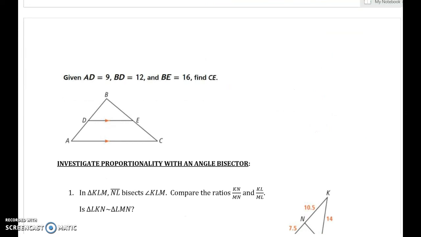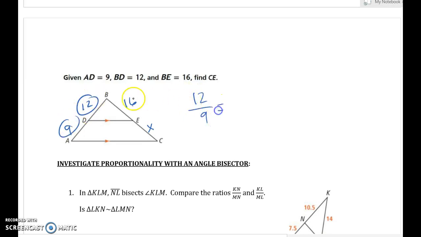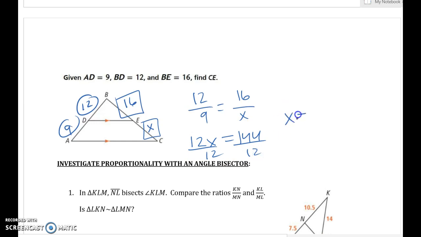Please pause the video right here and try this one, and then come back and check. Okay, so if we have AD is 9, BD is 12, BE is 16, we want CE. Well, because of that corollary, 12 over 9 is going to equal 16 over X. Cross multiply, 12X equals 144. Divide by 12, so X equals 12.